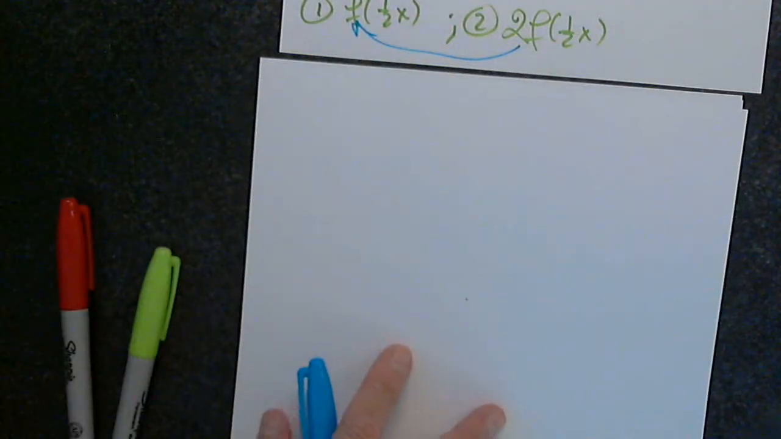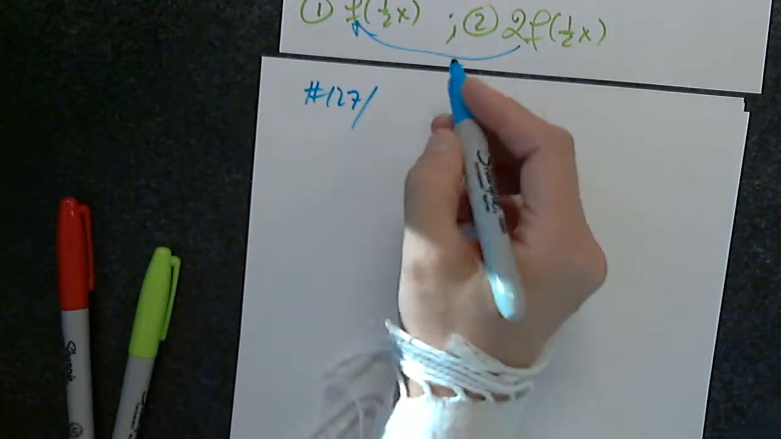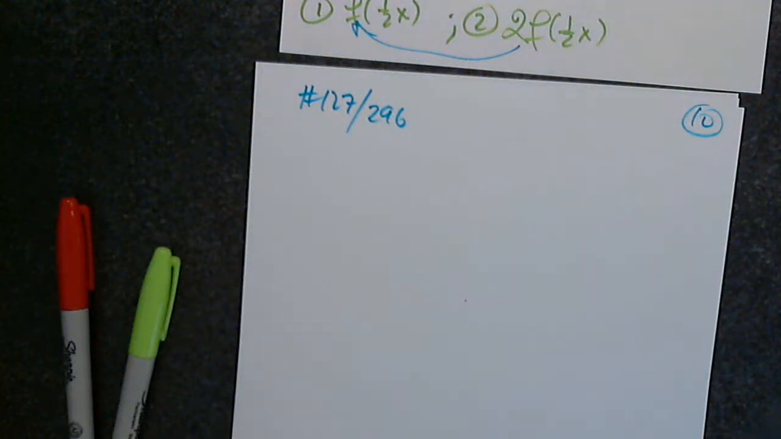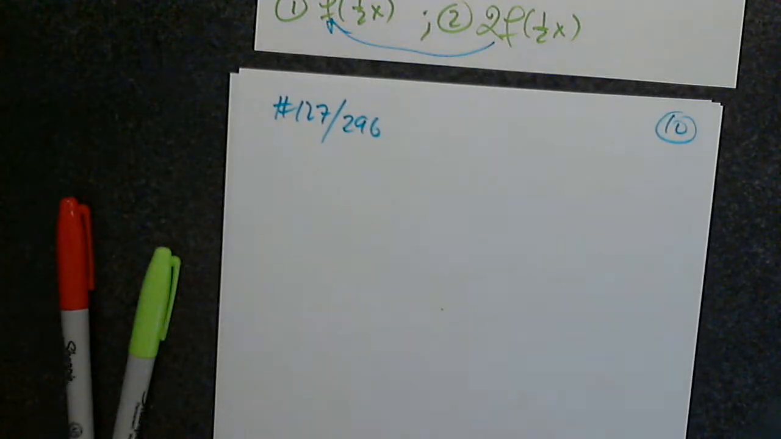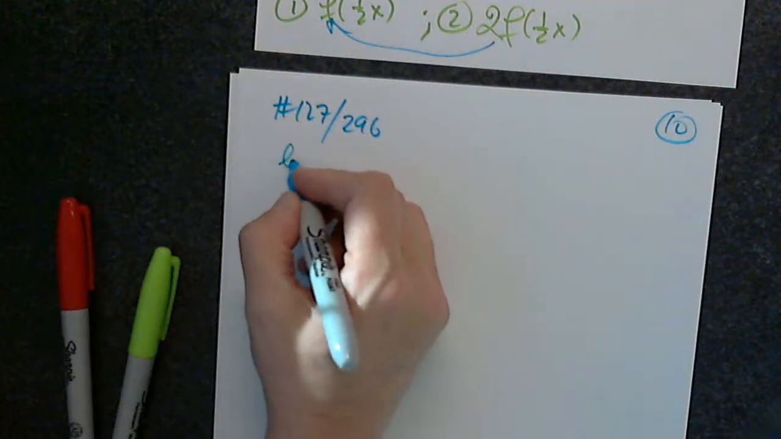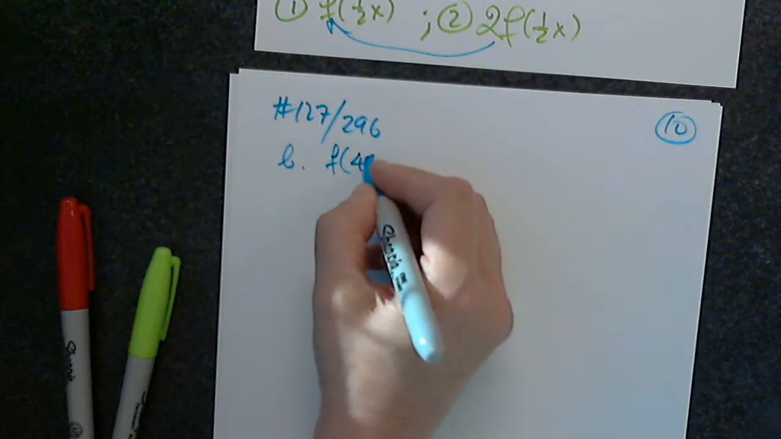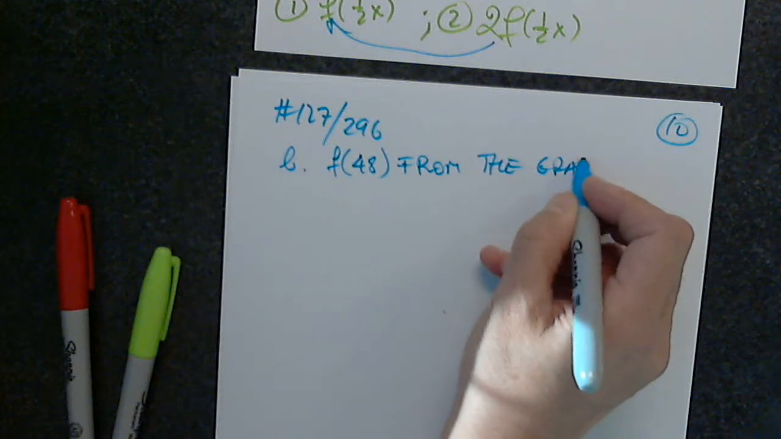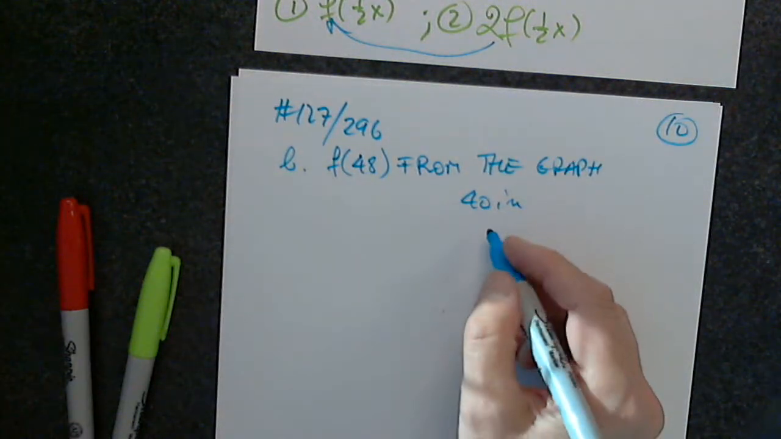It's 127 on page 296. We already answered what the function is doing and how the transformations were applied to the base function. So let's look at part B. They say that we got f of 48 from the graph. We read 40 inches. Use a calculator to round to the nearest tenth of an inch. The actual median height, they say, is 40.8.